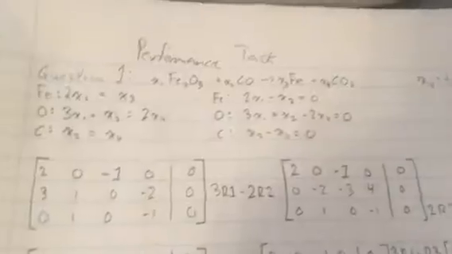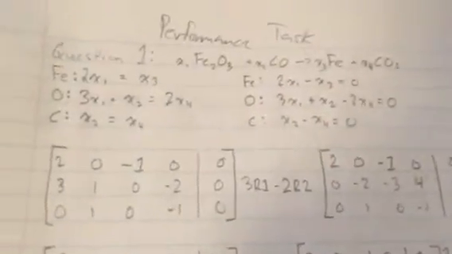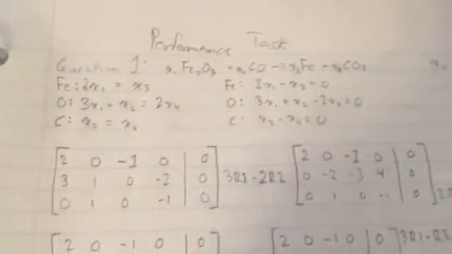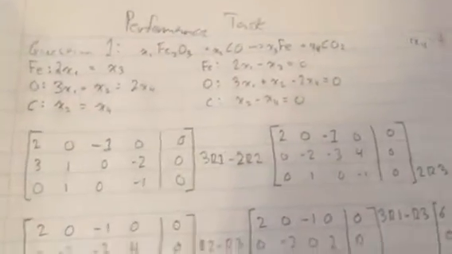Okay, my name's Arian Khan and I'm going to solve the interview questions, the performance task. So the first question we have here is balancing the chemical equation. We're going to represent the coefficient for each molecule as x1, x2, x3, and x4. Then we're going to give each element a relationship.